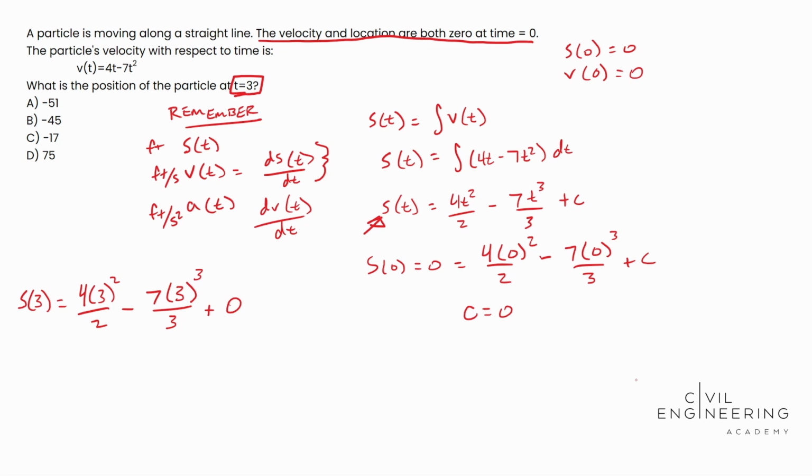And so when you solve for this guy, when you solve for s of 3, so the position when time equals 3, you end up with negative 45. Didn't give us units, so units are not significant in this problem. And it looks like we're looking at B. And so I hope this video helps, and we'll catch you next time.